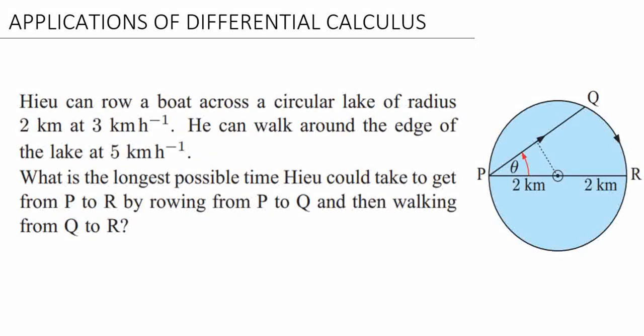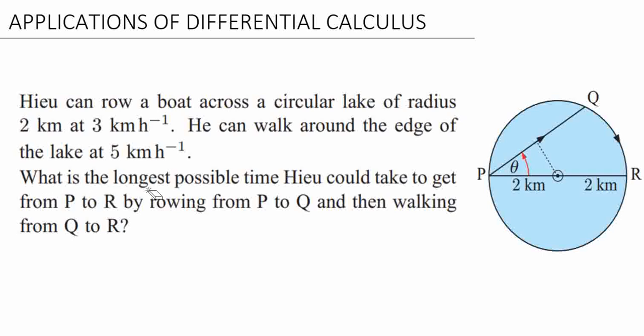Hi guys, today we are going to discuss mathematics questions for IB Mathematics Standard Level, and today's topic is application of differential calculus. Given question: you can row a boat across a circular lake of radius 2 km at 3 km per hour. He can walk around the edge of the lake at 5 km per hour.